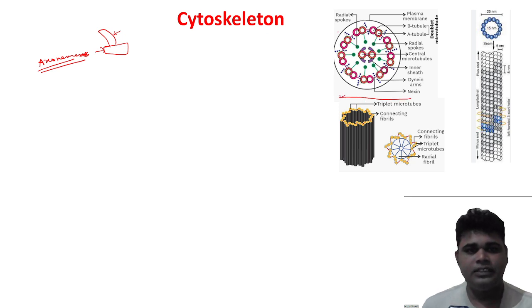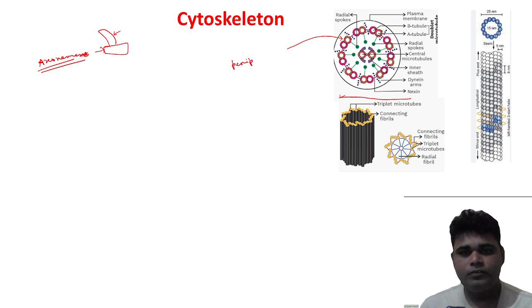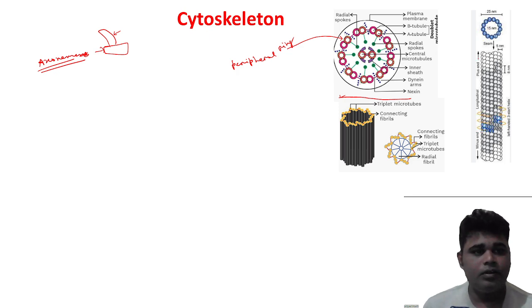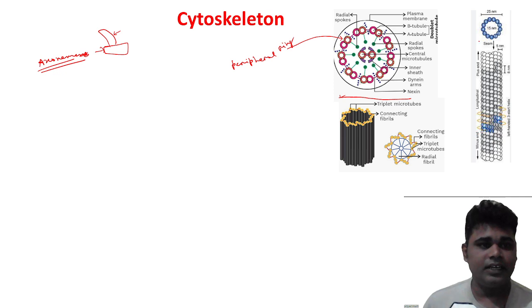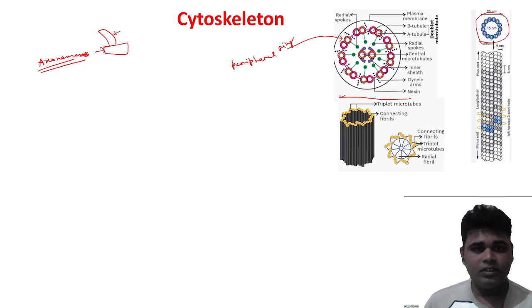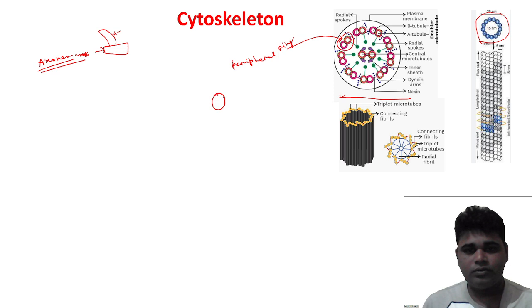So that means here they are called the peripheral ring. So what are these structures? For example, as we have discussed earlier, this structure. So here, for example, a two-ring-like structure is present.